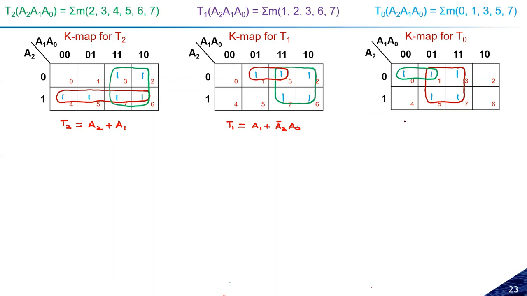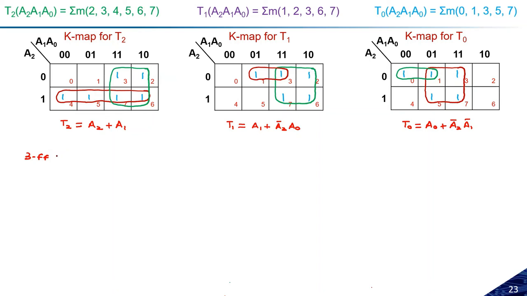Similarly, T0 is equal to, here I am just getting A0 plus A2 bar A1 bar. Okay, so if we try to see here, how many gates are needed? Let us try to see. We need three flip-flops. Okay, so three flip-flops are needed.